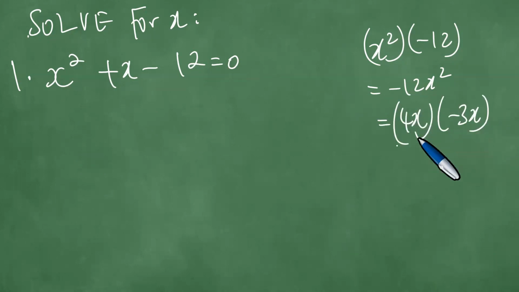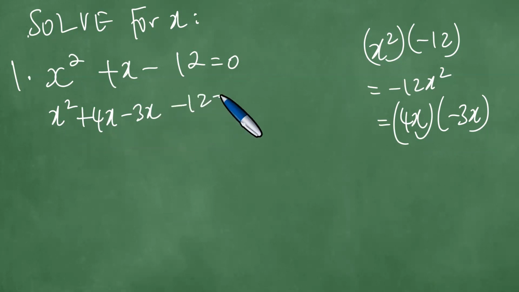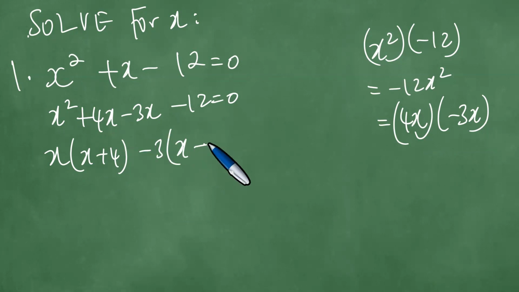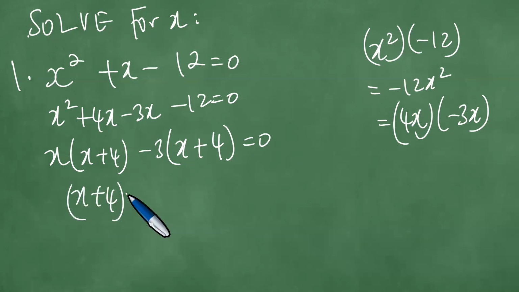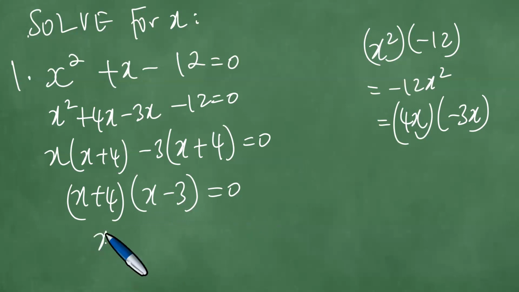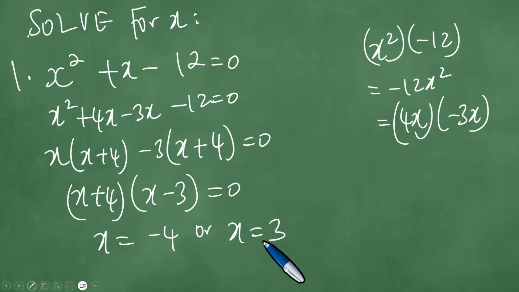4x into minus 3x, so x squared plus 4x minus 3x minus 12, which means it is x plus 4. We pull out the highest common factor of the last two terms. Now x plus 4 is factorized, and you have x minus 3. Therefore, x is minus 4, or x is 3.